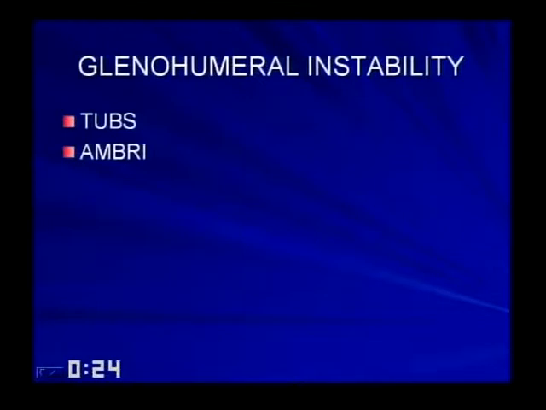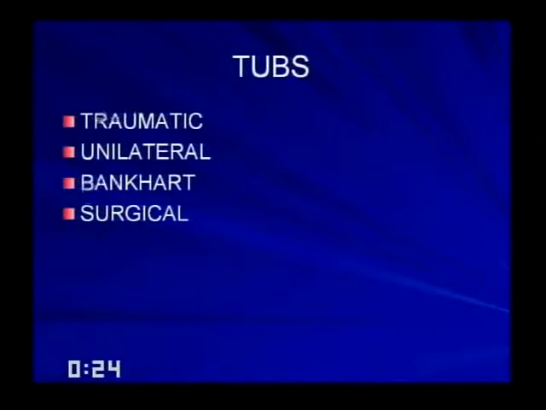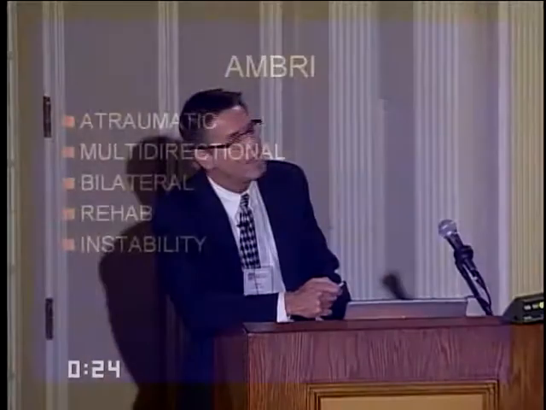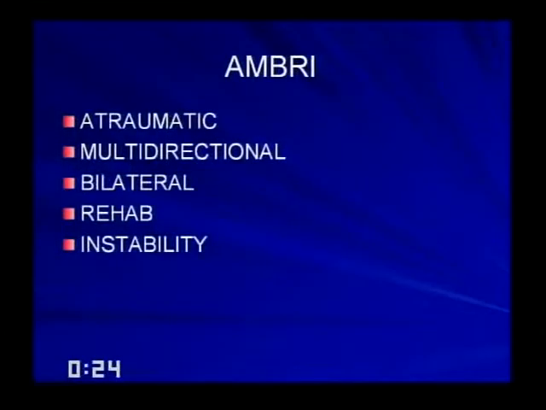Now, glenohumeral instability actually has become simpler in the last few years, where we used to talk about a lot of different categories of glenohumeral instability. Now we can basically divide them up into two categories, TUBS and AMBRI. TUBS is traumatic unilateral Bankart surgical. This is a patient that has the anterior dislocation. It has a good surgical result, a fairly good surgical result, and this is the one that you really want to image and look for the labrum. AMBRI, those are the patients you don't want to have. These are the patients that don't do well. They don't do well surgically. They're multidirectional, bilateral, atraumatic instability.